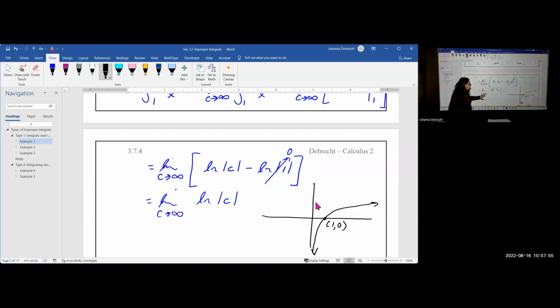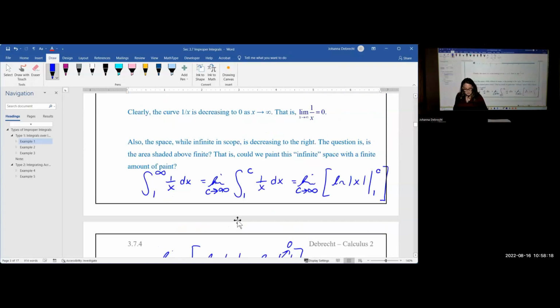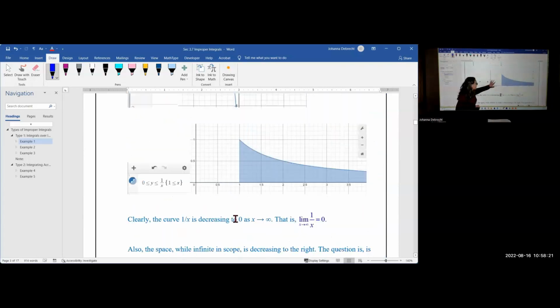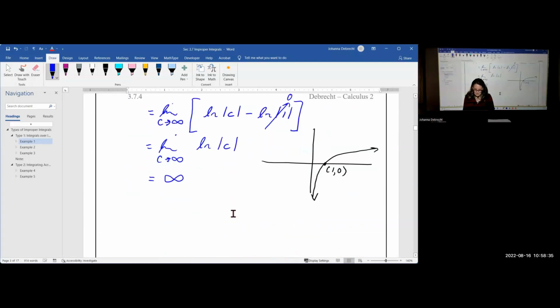Well, what does this mean? As c goes to infinity, what is the natural log of c? I said it grows very slowly, but it does go to infinity. As c moves across, the natural log value does go to infinity just super, super slowly, which means that the value of the limit is infinity, which means, coming back up here, that this space we see here shaded in blue is not finite. It is in fact infinite. There is no amount of paint in the world that will cover that space. It is an infinite amount of space. So we would say that it diverges.